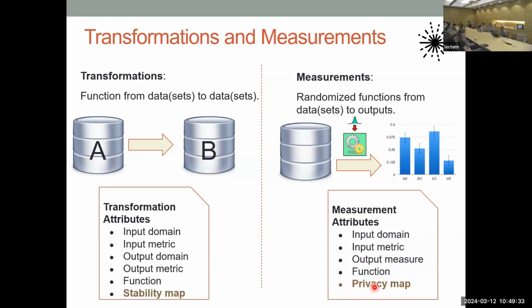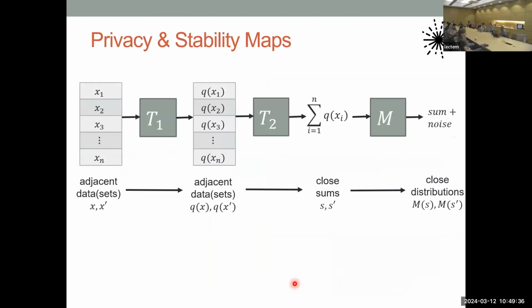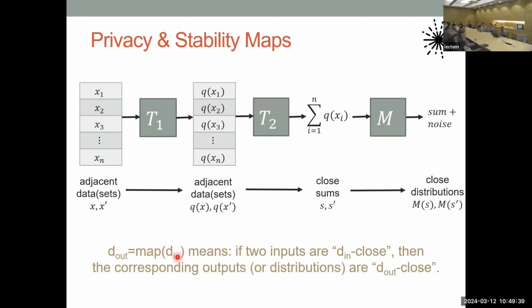And then there's a stability map and a privacy map, which tell you, you put in an input distance, say how many rows do these two data sets differ on, and then you get an output distance out. How much can the result of the transformation, how much can the sums differ by? Right. And so these privacy maps, or stability maps for transformations, are explicitly represented in code. And these are the things that one is giving proofs of, to Sasha's question. The mathematical proofs assert that the transformation or measurement actually has the stability property that's guaranteed by its stability map or privacy map.